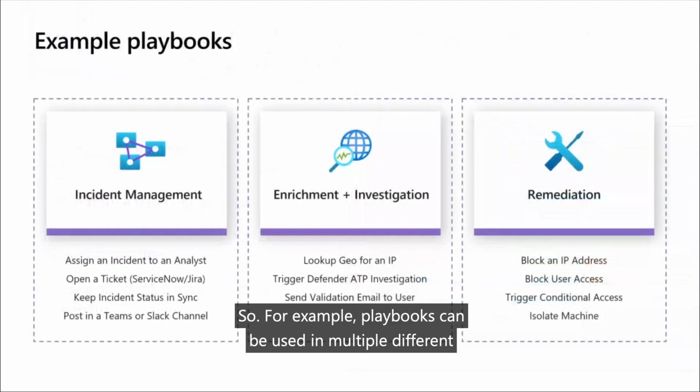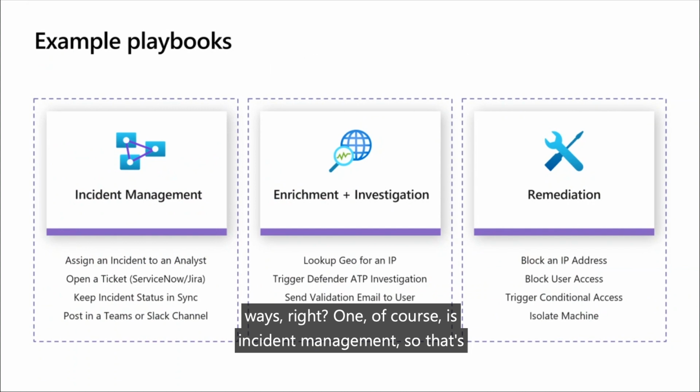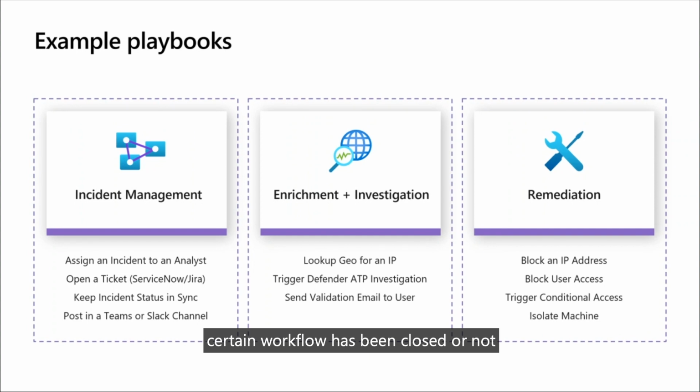So for example, playbooks can be used in multiple different ways, right? One, of course, is incident management. So that's simply pushing a ticket out to your central ITSM system. Maybe you received a certain alert that you want the network team to work on, that you want maybe the IT operations team to push out a patch, right? So these are things that can immediately be done through this, instead of, for example, writing an email that goes out and there's no continuity in tracking whether a certain workflow has been closed or not.